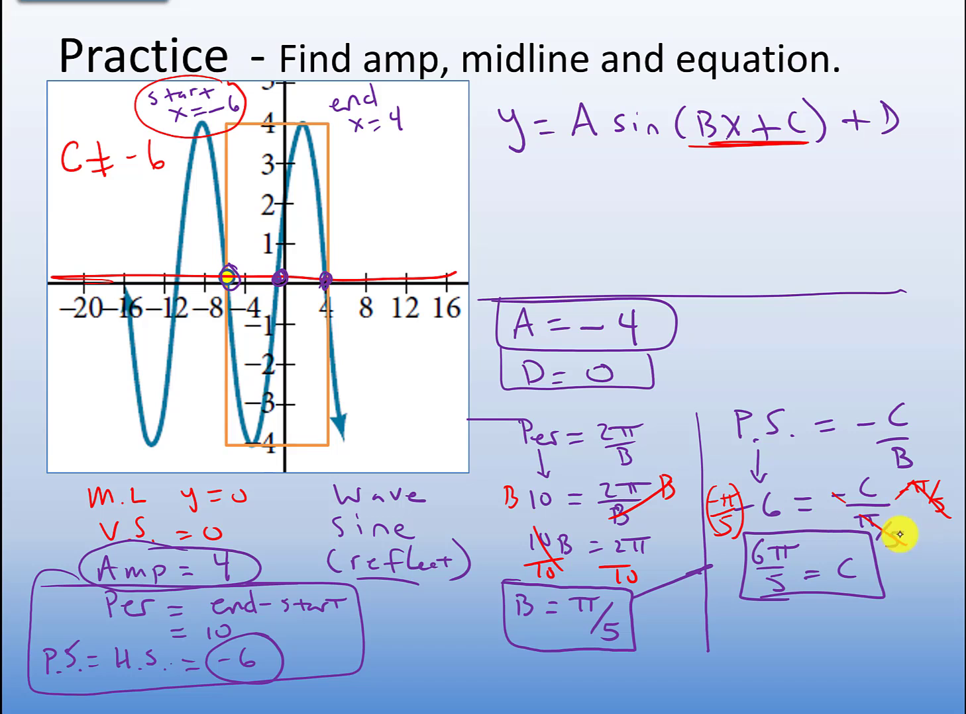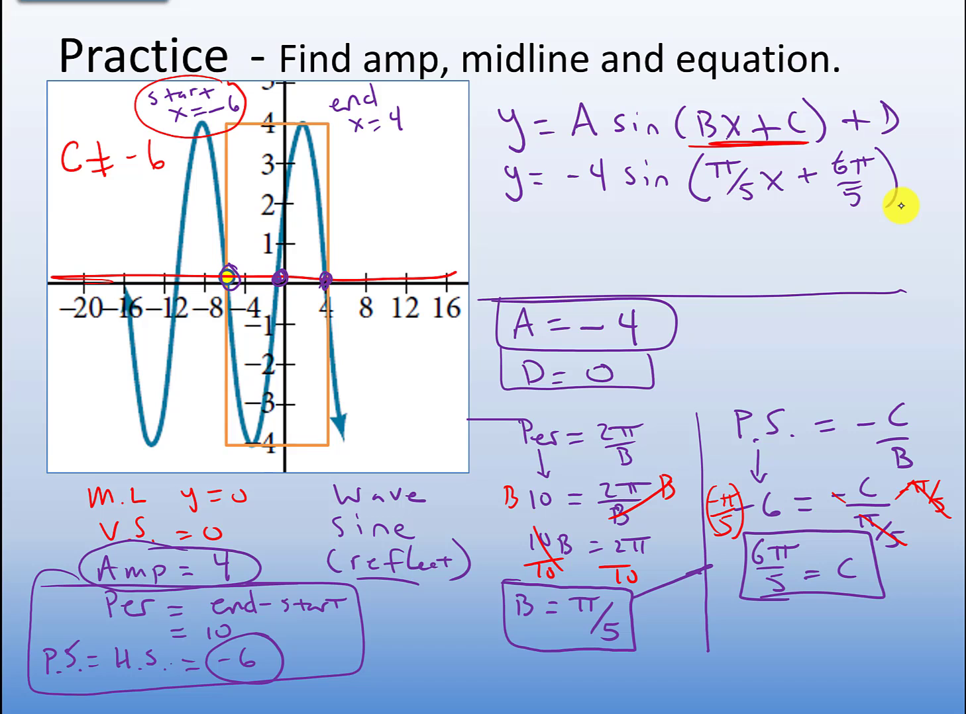So I had to do a little bit of fraction algebra there, but I got it. I've got all 4 parameters, and I'm done with the equation. I just have to plug it all in now. -4 sine of B, which is pi fifths x, plus C, which is positive 6 pi fifths, and D is 0. I don't need a D.